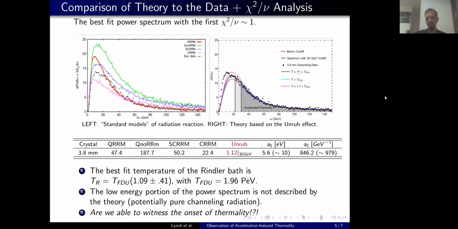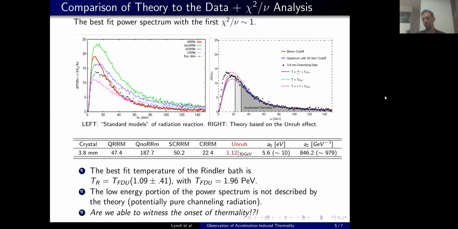So let's look at the 30 GeV cutoff, which is the first where the chi-squared goes to 1. On the right-hand side here, we see that it describes the data with our chi-squared of 1, and we could also change the temperature of the Rindler bath away from the Fulling-Davies-Unruh temperature, which are these pink curves that you see. And we find that the best fit of the temperature is actually the Fulling-Davies-Unruh temperature, which we found to be 1.96 peta-electron volts in the lab frame. In the co-moving frame, it's 0.7 electron volts.